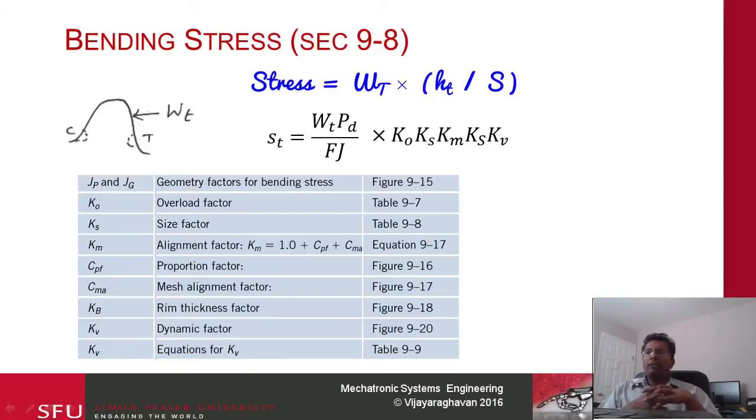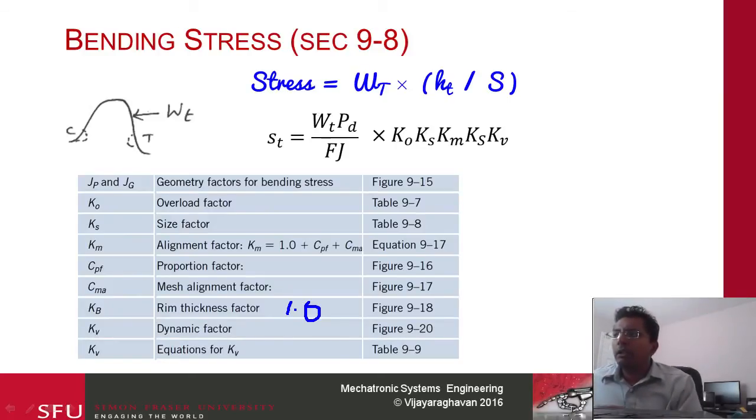The Ks is the size factor. Km is the alignment factor, which is given in equation 9-17. For that, Cpf is the proportionality factor, and then you have the mesh alignment. The rim factor Kb: typically if it's a solid gear, we always assume this to be 1, unless there is something else going on. Kv is the dynamic factor, the velocity factor. The equation and table for Kv are given here. So this gives you what we can do.